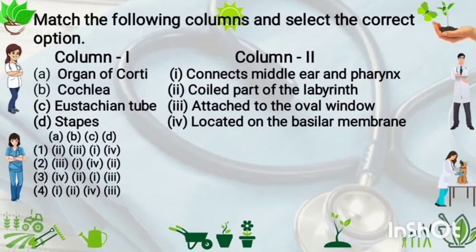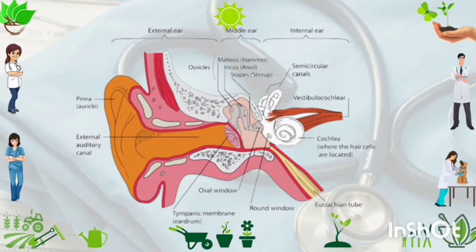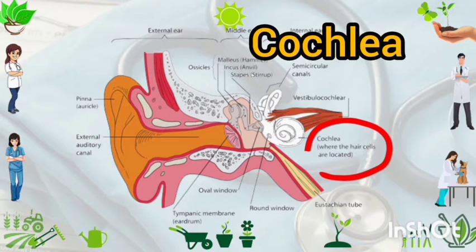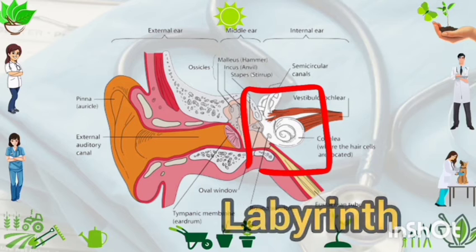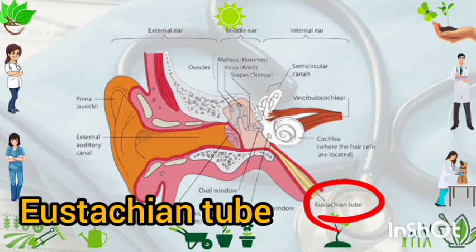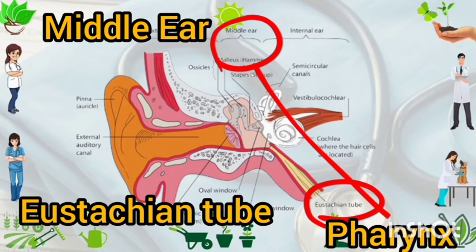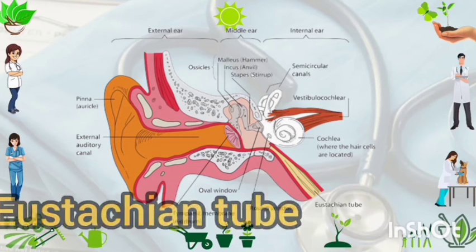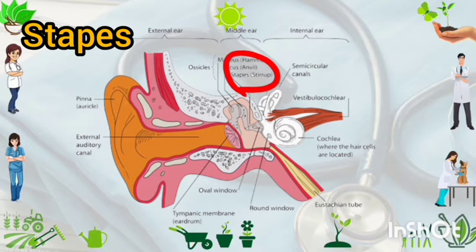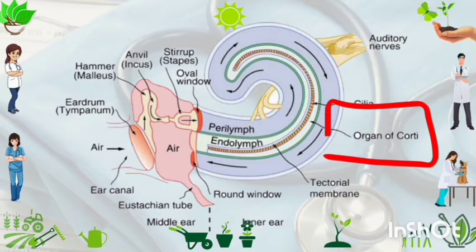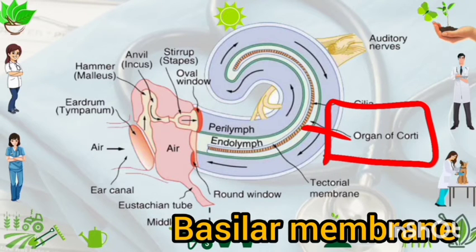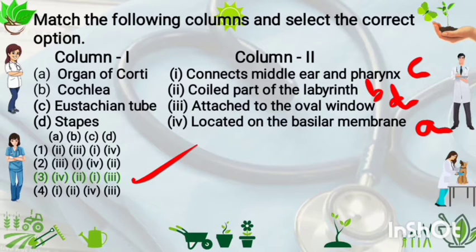Match the following columns and select the correct option. Organ of Corti, cochlea, Eustachian tube, stapes. Here we can see the cochlea is the coiled part of the ear, more specifically, the coiled part of the labyrinth. Eustachian tube connects the middle ear with the pharynx. The stapes is attached to the oval window. The organ of Corti is located in the basilar membrane. So the answer is the third option.